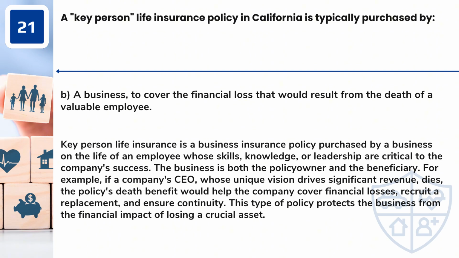Answer: B. A business, to cover the financial loss that would result from the death of a valuable employee. Key person life insurance is a business insurance policy purchased by a business on the life of an employee whose skills, knowledge, or leadership are critical to the company's success. The business is both the policy owner and the beneficiary.